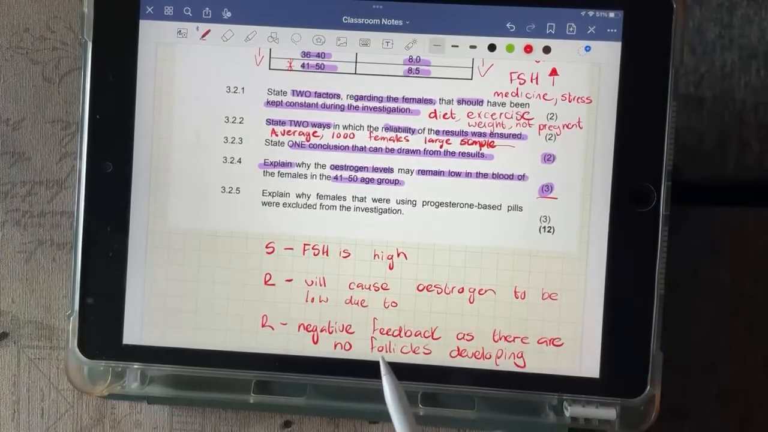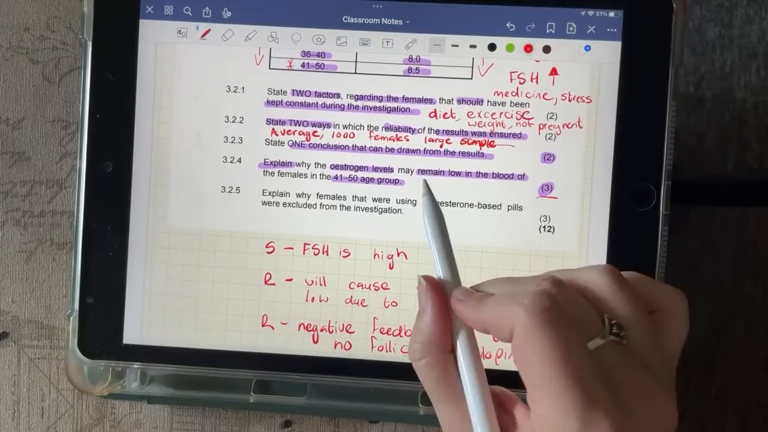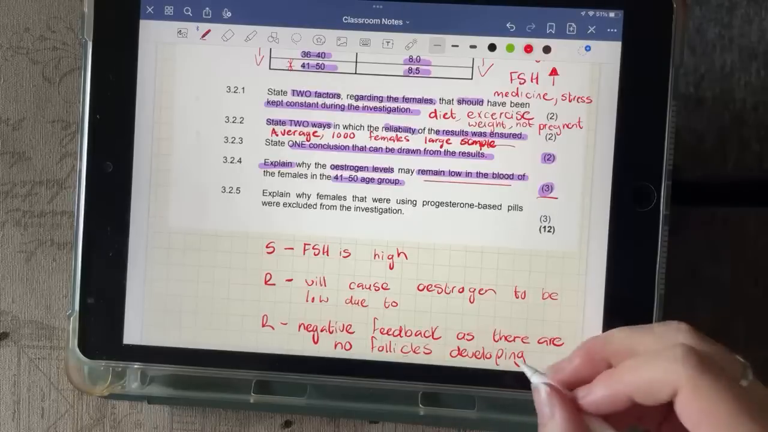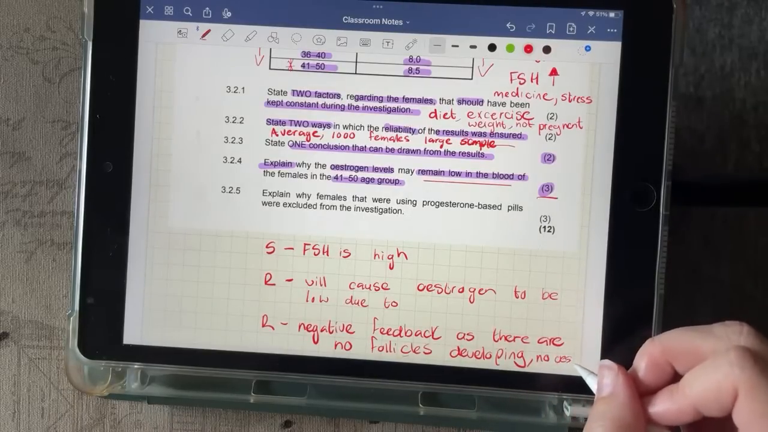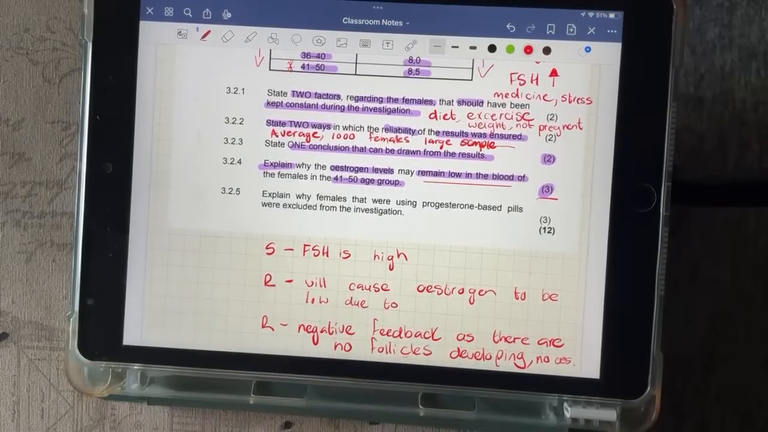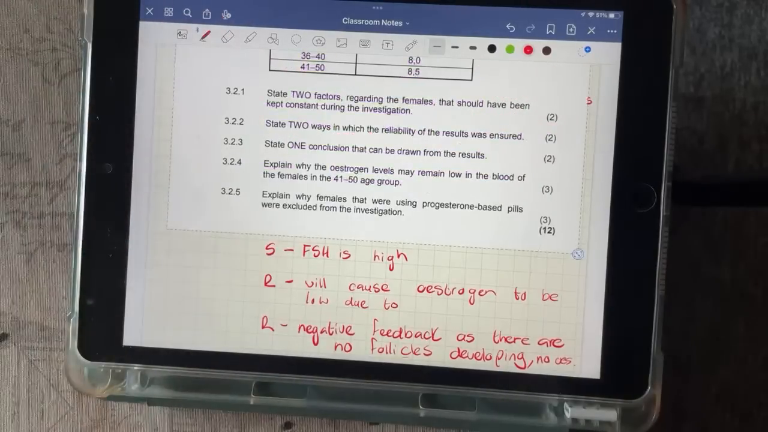And guys, if there are no follicles developing, then what hormone are you not making and therefore remaining low? If there are no follicles developing, there will be no estrogen. I'm just going to put it as OES, estrogen. Lovely. They could be going through menopause. I did see someone say that. But unfortunately, if you just say they're in menopause, that's not going to get you all your marks. Okie dokie. I'll show you the memo one for that too just now.